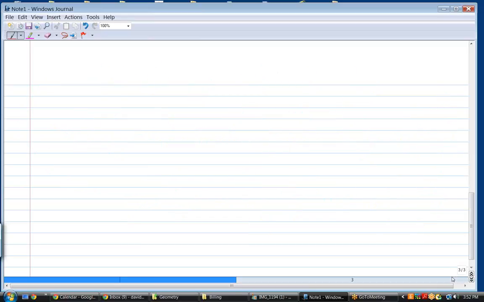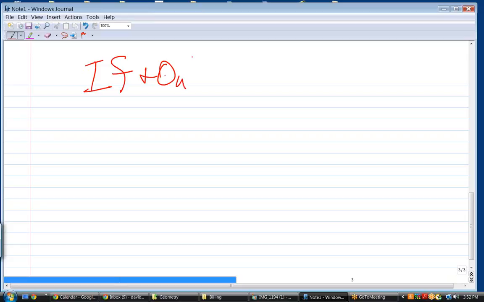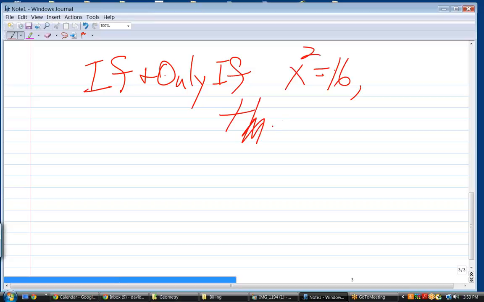Now, there are some statements that are if and only if. If I said, if and only if x squared equals 16, then x equals plus or minus 4.